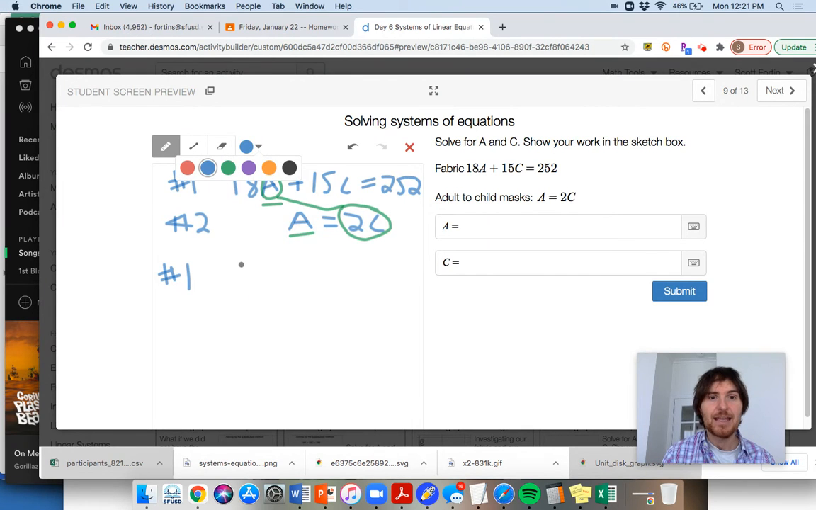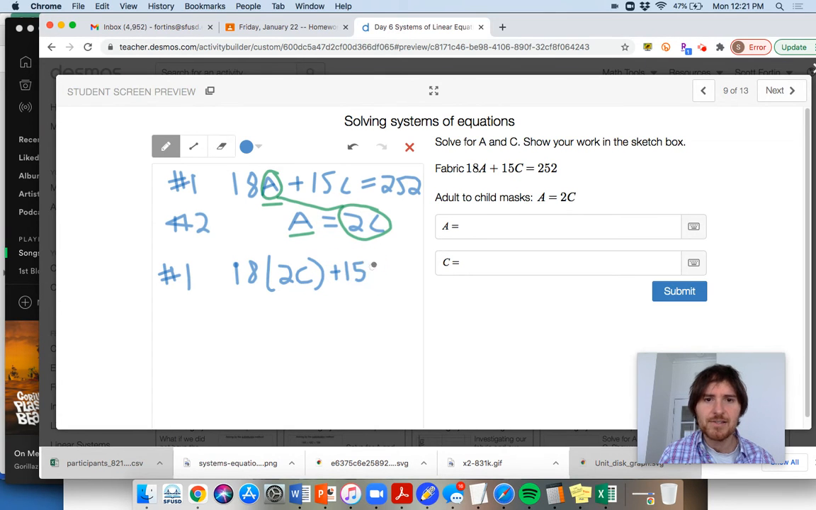So I have 18 times 2C, oh, I didn't do a curve, so it doesn't look like multiplication. 18 times 2C plus 15C equals 252. Nice and slow for you guys right now. Okay, so I plugged in.